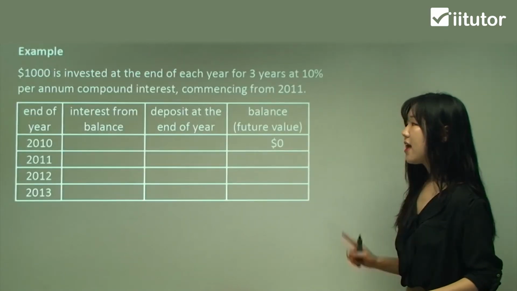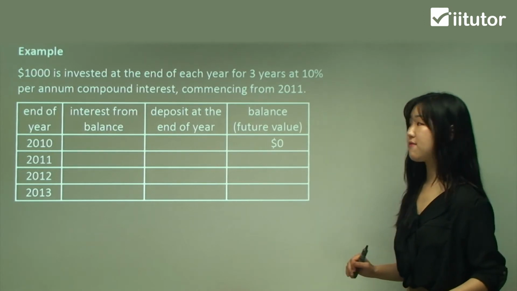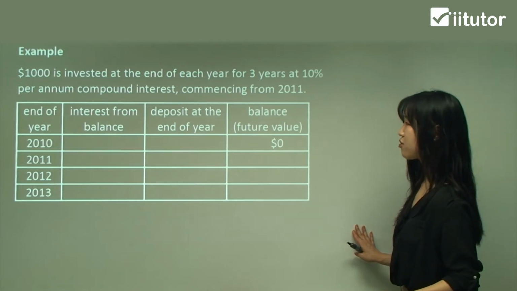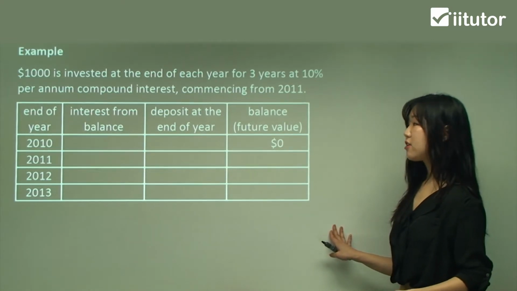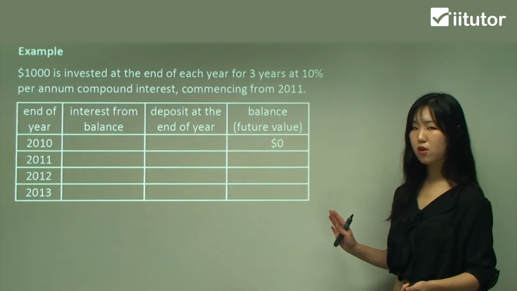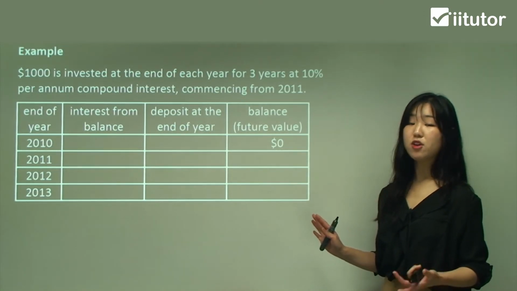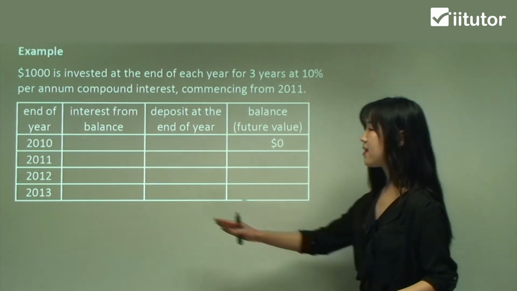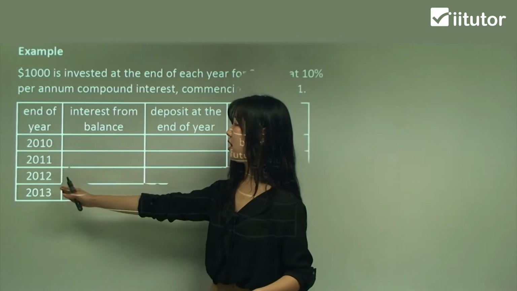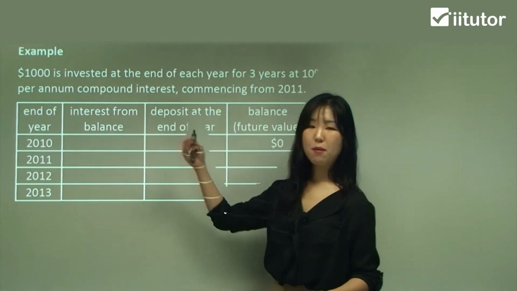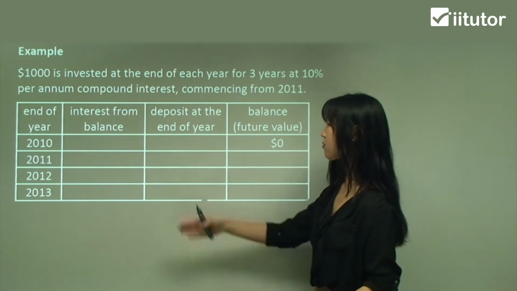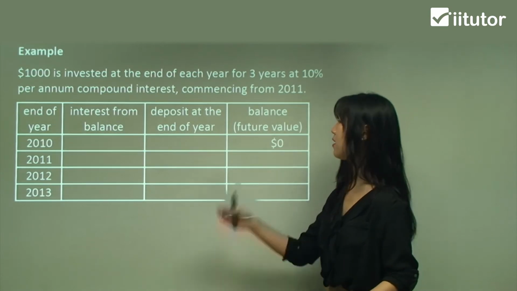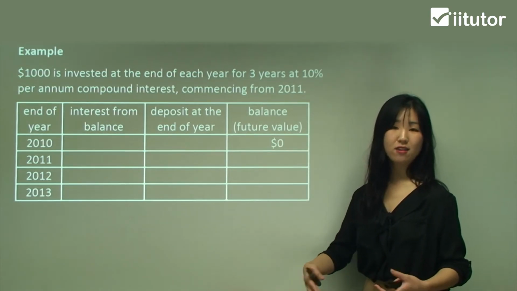So watch. Now this example says $1,000 is invested at the end of each year for 3 years at 10% per annum compound interest commencing from 2011. So I've made up a little table here. This is very, very useful. So even if you're not given this in your exam, you might as well just build it up and fill it in. It's really, really helpful. So what I have is the end of the year, the interest from the balance, so how much interest we get, the deposit, which is the contribution, how much we pay regularly, and the balance, which is what I have in my account at the end.